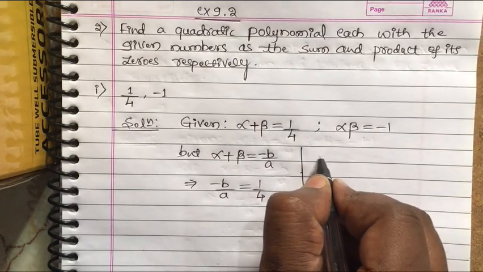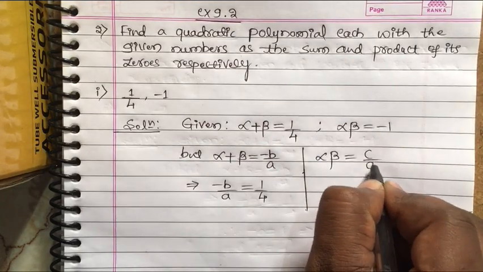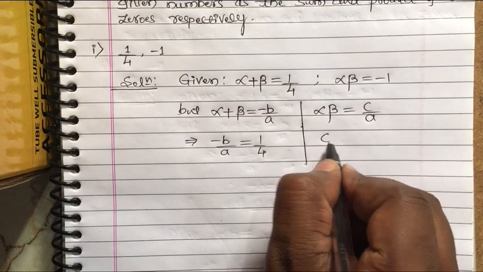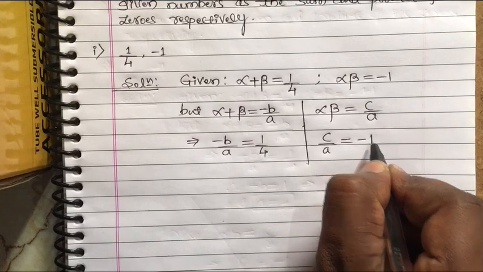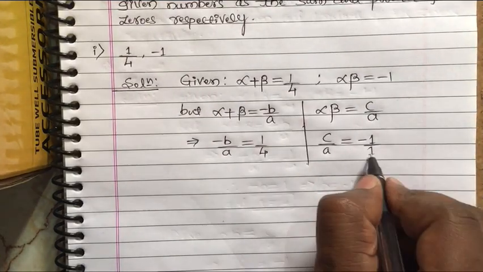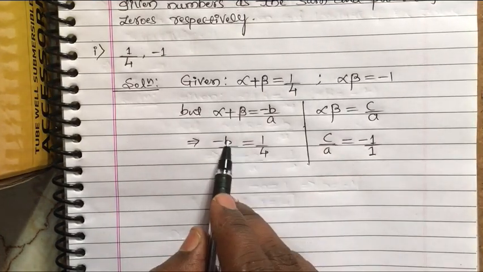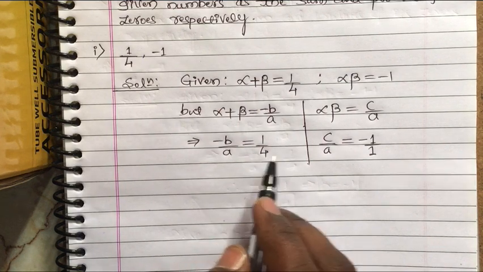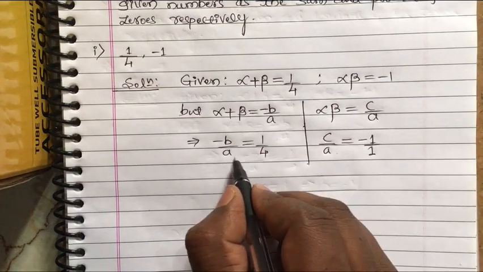Alpha beta is equal to c by a, the standard formula. Then c by a is equal to minus 1, which is nothing but minus 1 by 1. So now compare both the ratios. So see here, minus b is equal to 1 and a is equal to 4, but here a is 1, so we need the value of a as 4.